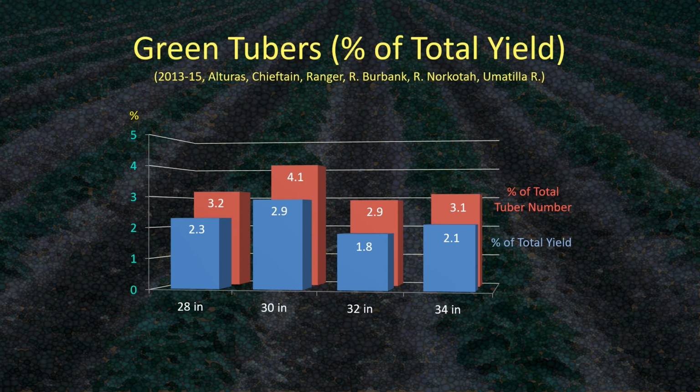One thing we looked at and we had questions about was how green tuber number or the percent of total yield changed when we moved rows closer together. And what we found was there was no significant trend. Although at 30 inches there was numerically a higher percentage here, I think this was kind of a quirk because at 28 inches we didn't see any change here either. So we really didn't see an increase in percent of green tubers as far as total yield goes.